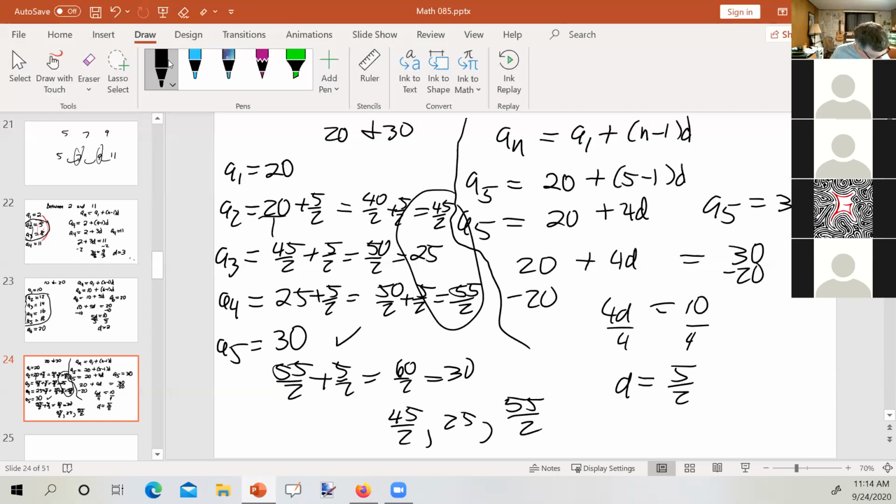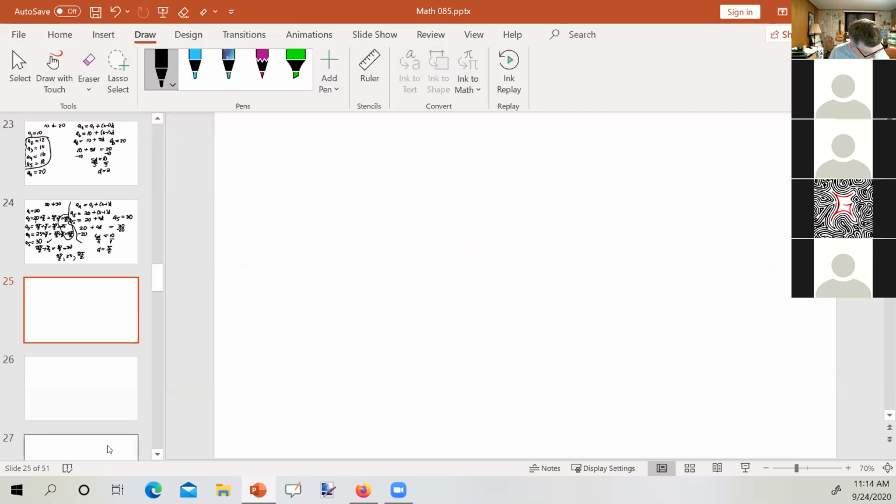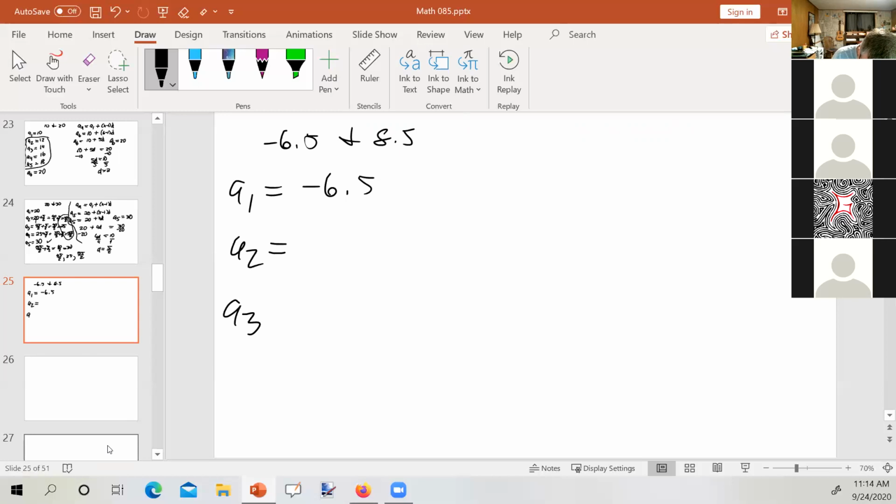Let's see here. Let's do one more. We want to find one arithmetic mean between negative 6.5 and 8.5. So negative 6.5 and 8.5. One arithmetic mean. So the first term is negative 6.5, the third term is 8.5. Okay, so we want to find the middle term.